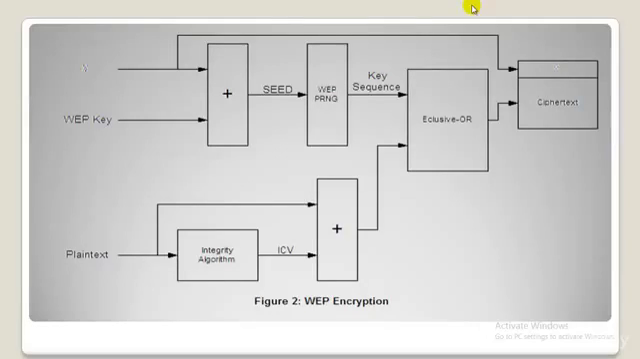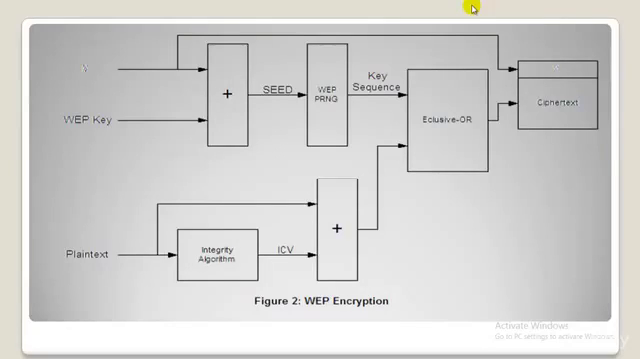WEP encryption is specified by IEEE 802.11 for encryption and authentication. This means that the standard describes WEP as having two main parts. The first being the authentication part and the second being the encryption part.